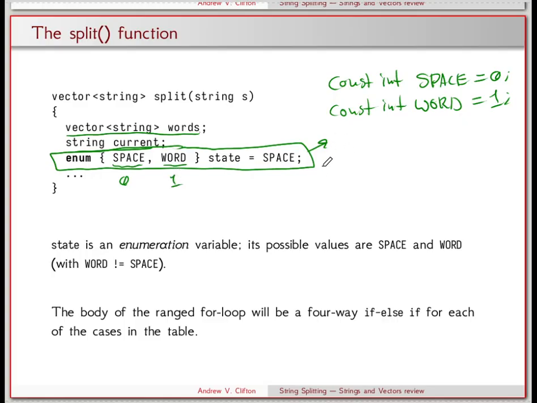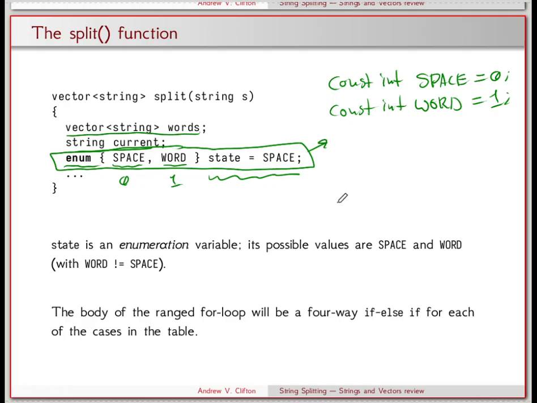But I don't really care about the values. I don't care about those numbers here. I'm just going to use the names. I'm just going to use space and word. So right over here, I can just say state equals space. I don't have to worry about whether space is a 0 or a 1 or whatever. So whenever I have a thing whose value can be 1 of 2 things, or 1 of 5 things, or 1 of 10 things, and the things all have names assigned to them, we can use this enumeration to let us just use the names and not have to mentally remember that 0 means this, and 1 means this, and 2 means this.